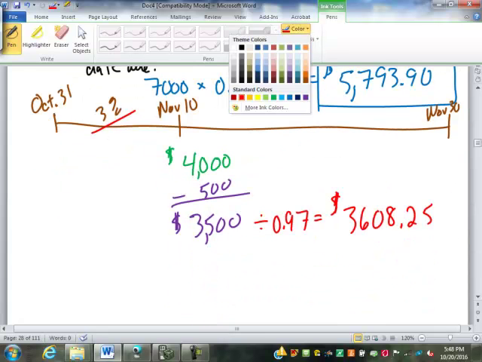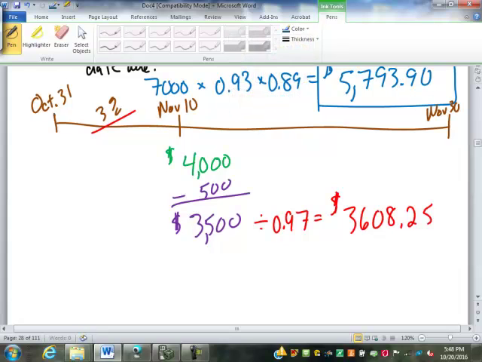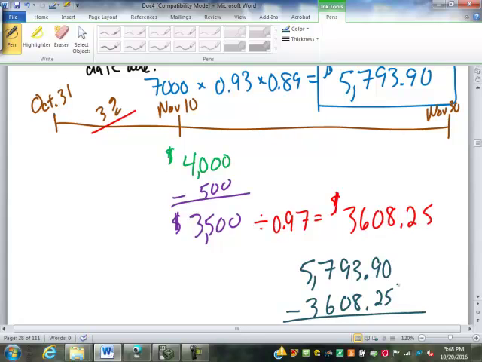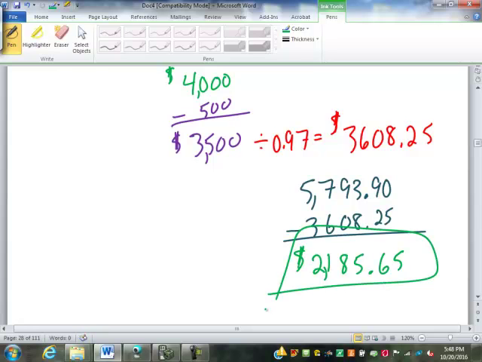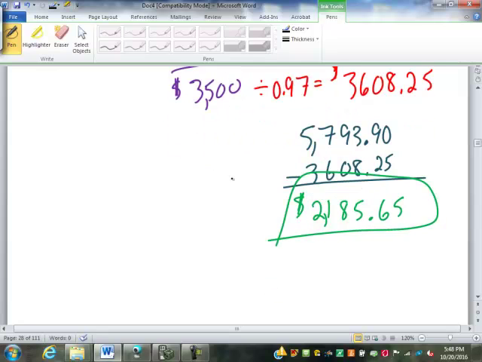So that means we're going to take $5,793.90 minus 3,608.25 and get 2,185.65. Anybody get that? Good deal. Okay, so that's what we finished up. That was kind of everything all wrapped into one from last week.